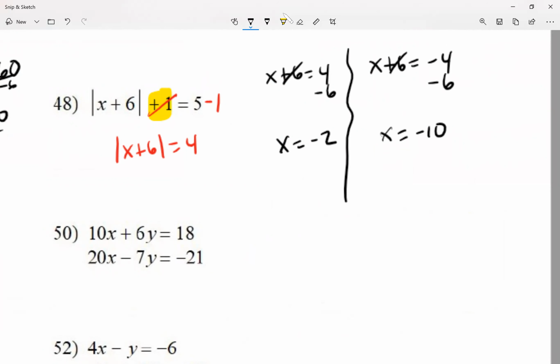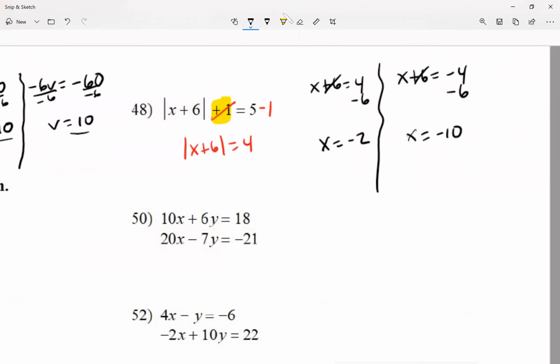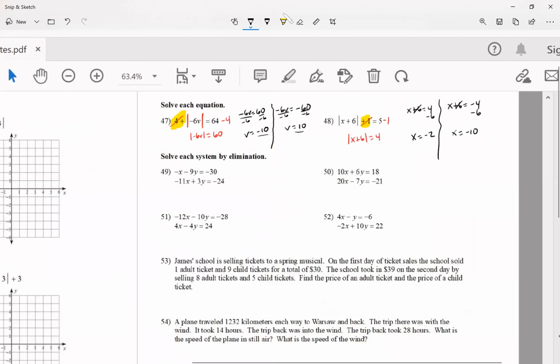What you have to do is get the absolute value by itself, and then you split it into two different questions. So that's what we did today.